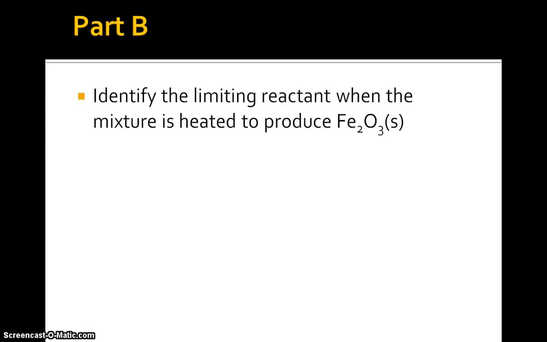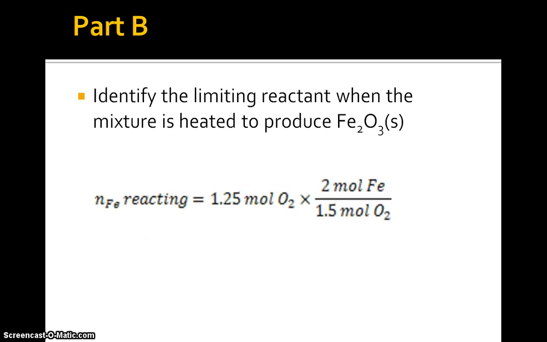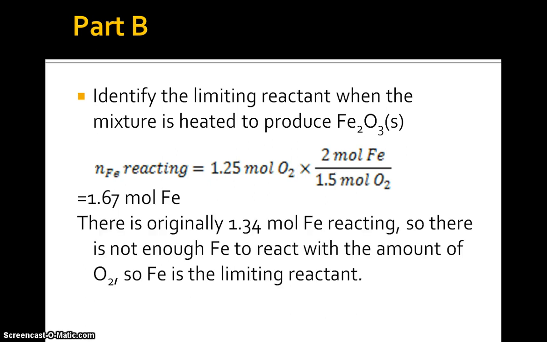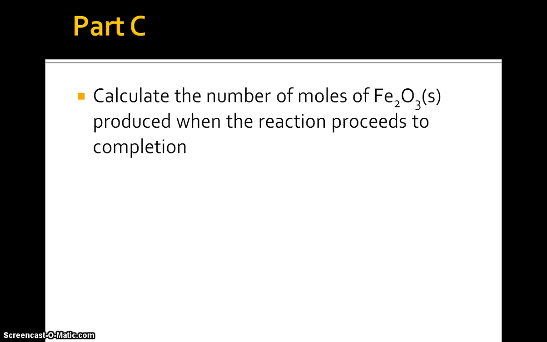Part B. Identify the limiting reactant when the mixture is heated to produce iron oxide. So to do this, we are going to use the moles of oxygen that we found and set up a molar ratio. Based on this, we find that there's 1.67 moles of iron. Because of our initial calculations, we found that there was 1.34. Since this is a larger number, that means that there is not enough iron to react with the amount of oxygen. Therefore, Fe is going to be our limiting reactant.